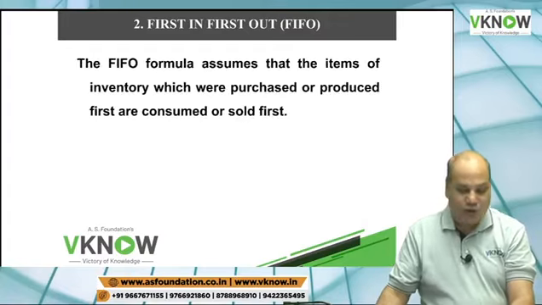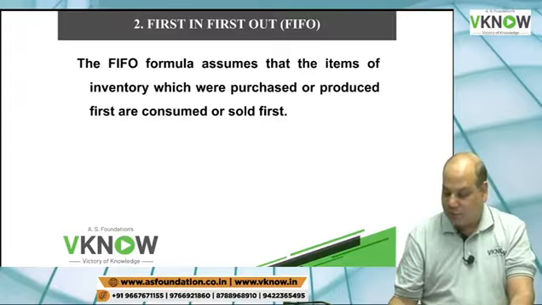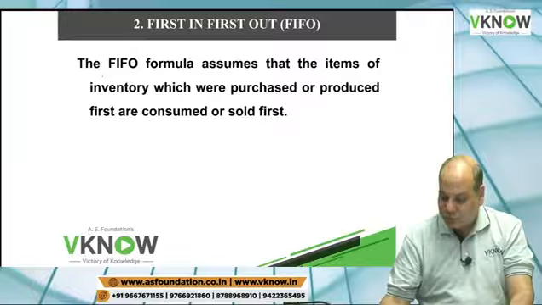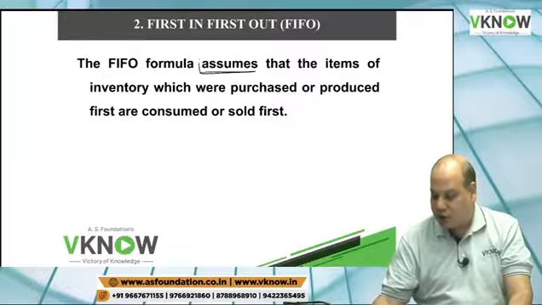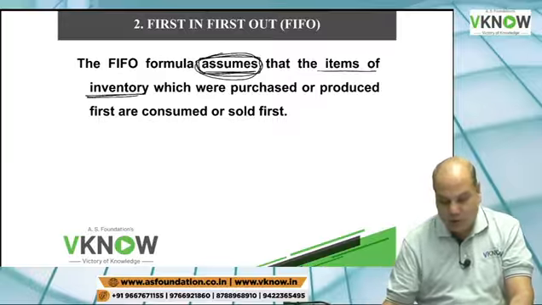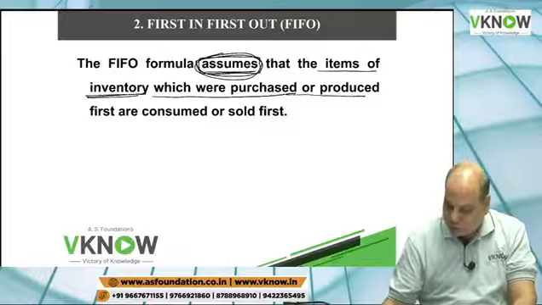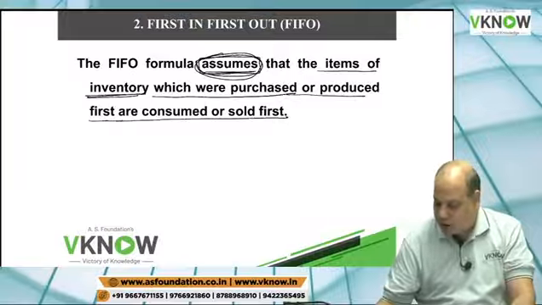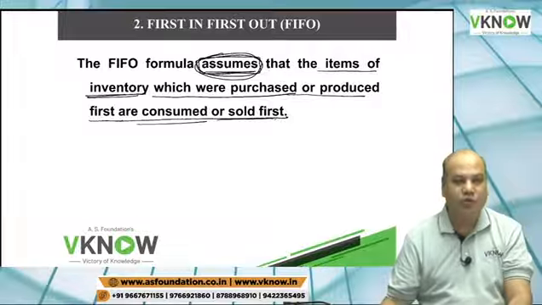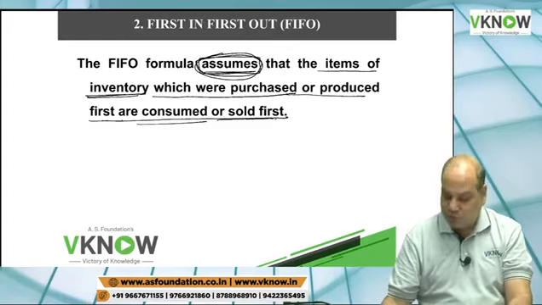First in, first out. Another method to calculate cost is FIFO, first in, first out. This method assumes, it only assumes, that the items of inventory which were purchased or produced first are consumed or sold first. Items which are purchased or manufactured first will be sold first.